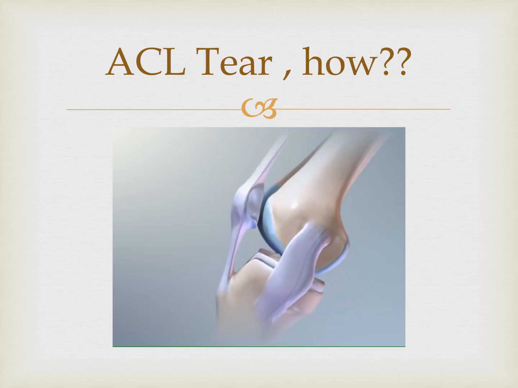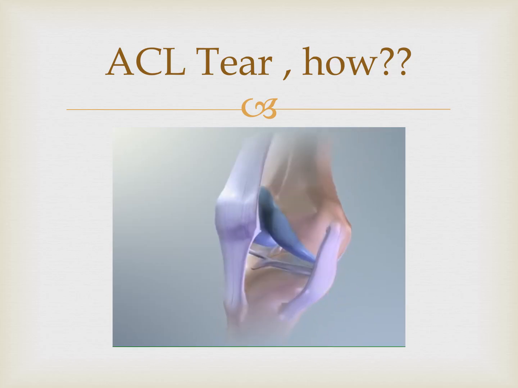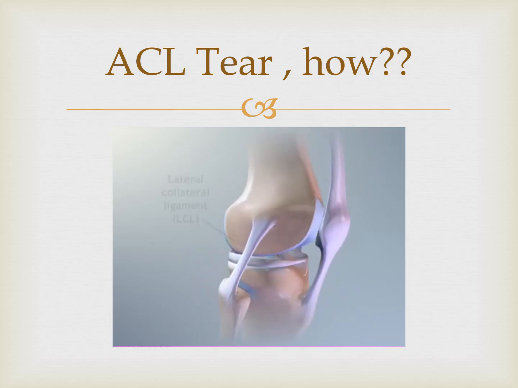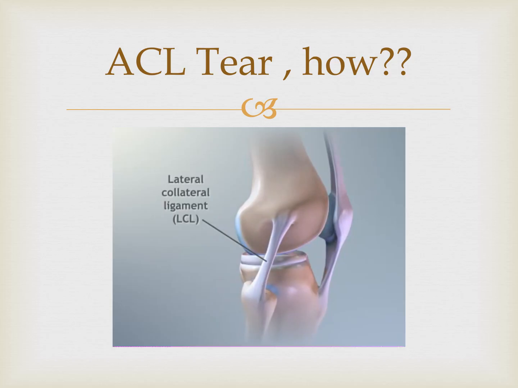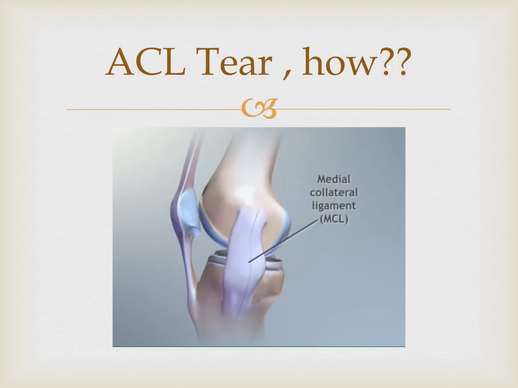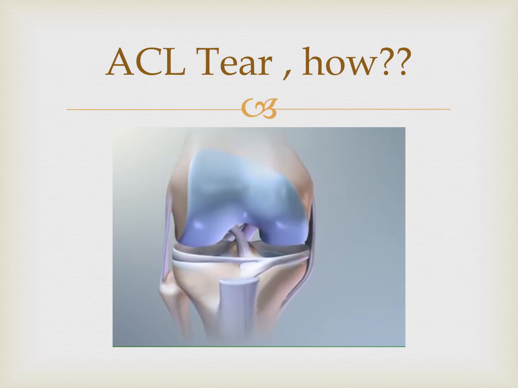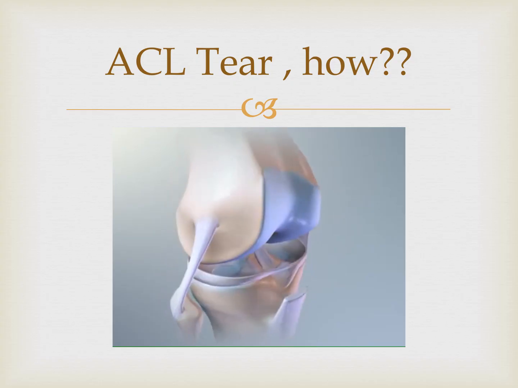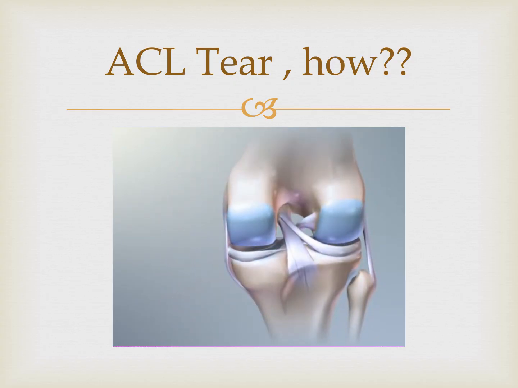Four major ligaments connect the tibia and femur: the lateral collateral ligament, or LCL, and the medial collateral ligament, or MCL, which are parallel to each other. The anterior cruciate ligament, or ACL, and posterior cruciate ligament, or PCL, cross over one another in the joint cavity.